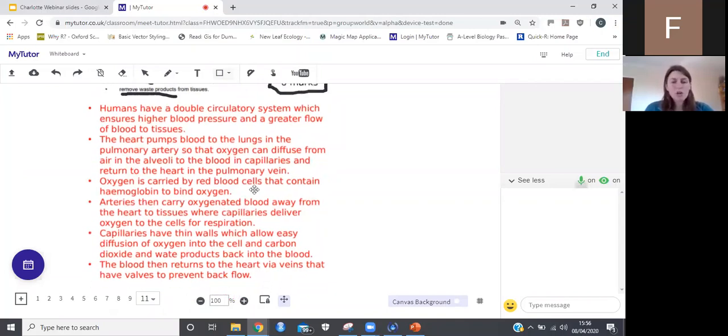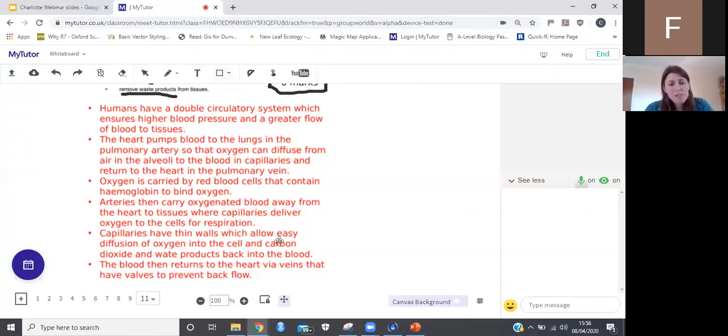Arteries then carry oxygenated blood away from the heart to the tissues. So if you remember the systemic circuit, the blood heads through the aorta and out through arteries to the rest of the body. To tissues, so tissues are, in this case, where the cells are, where the capillaries deliver oxygen to cells for respiration. So it's there that the oxygen diffuses from the blood to the cell.